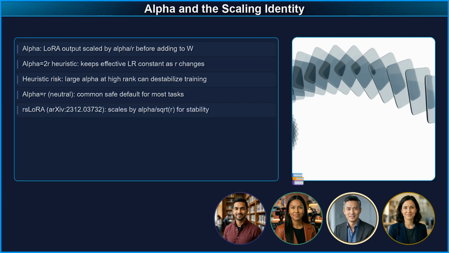rsLoRA, from Kalajdzievski 2023, arXiv 2312.03732, replaces the alpha over R scaling with alpha over square root of R. That change stabilizes training at high ranks by preventing the adapter output from growing too large. Available in the Hugging Face PEFT library via the use_rslora equals true flag in LoraConfig.